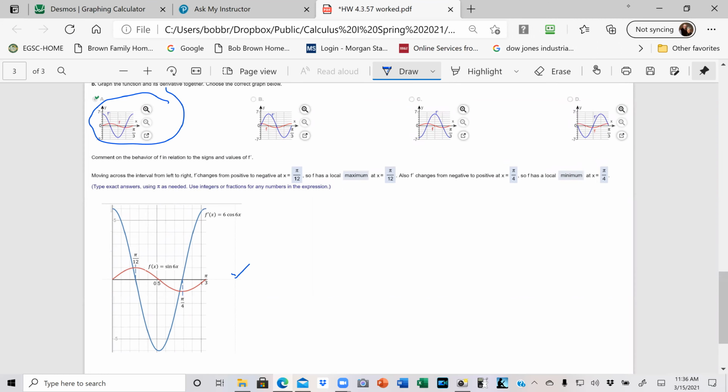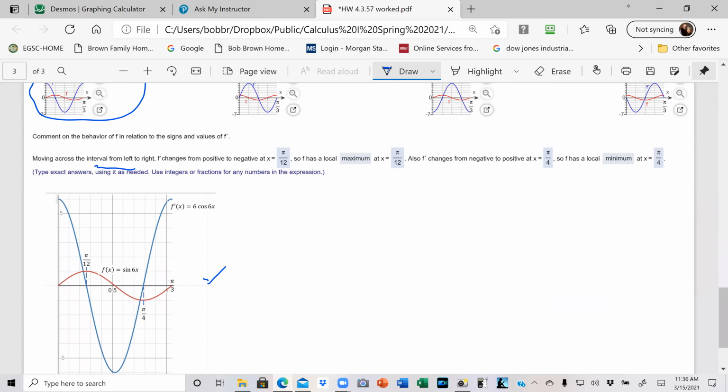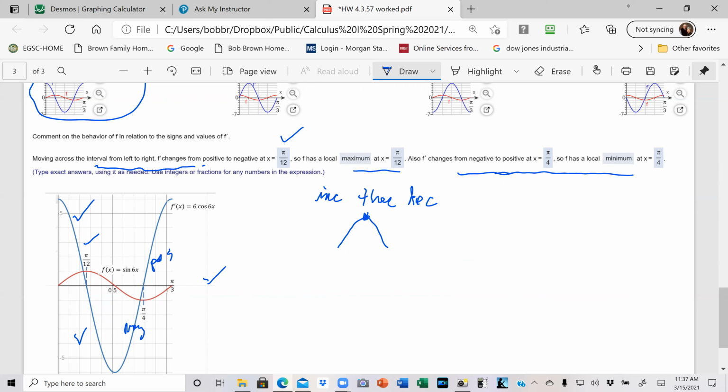And you can then answer the next question, moving across the interval from left to right. F prime, which I've also graphed here, goes from positive to negative at pi over 12, and therefore has a local maximum at pi over 12. That's because it's increasing and then decreasing, which gives you a local maximum, and it changes from negative to positive at pi over 4, which means it's decreasing and then increasing.